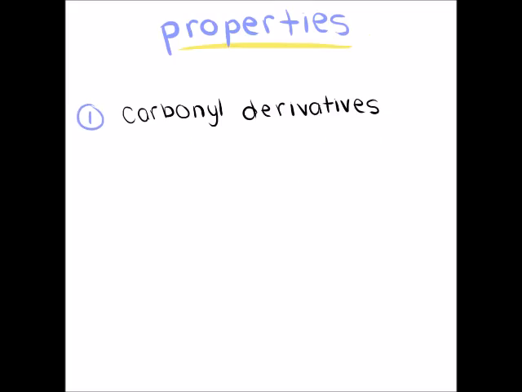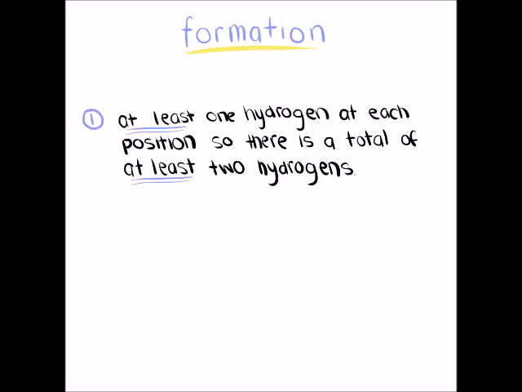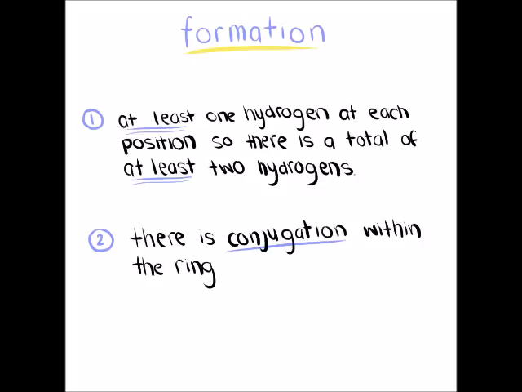Benzoquinones are carbonyl derivatives and are a class of cyclic diketones. Two key rules must be met in order to form a benzoquinone. First, there must be at least one hydrogen at each position for a total of 2 hydrogens. Second, there must be conjugation within the ring.